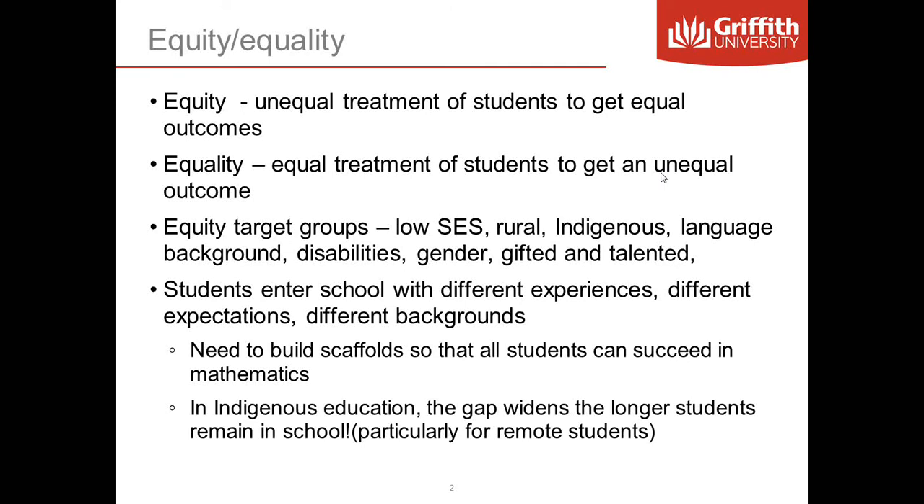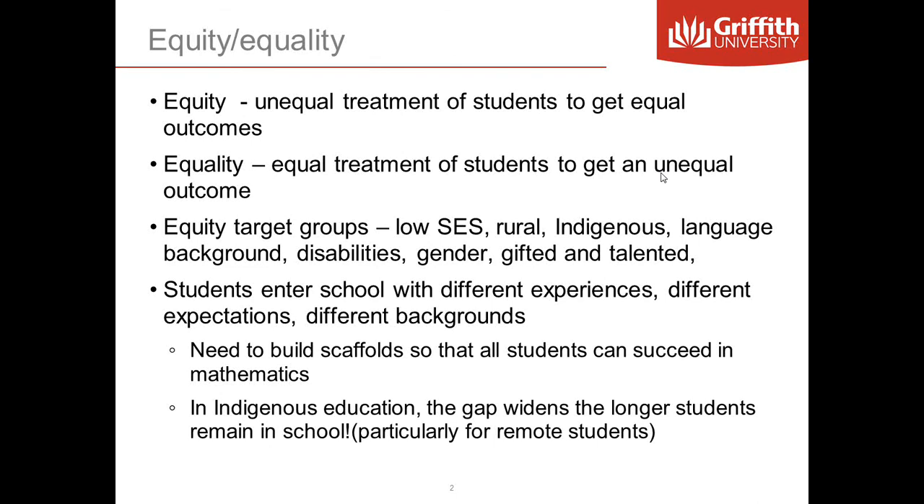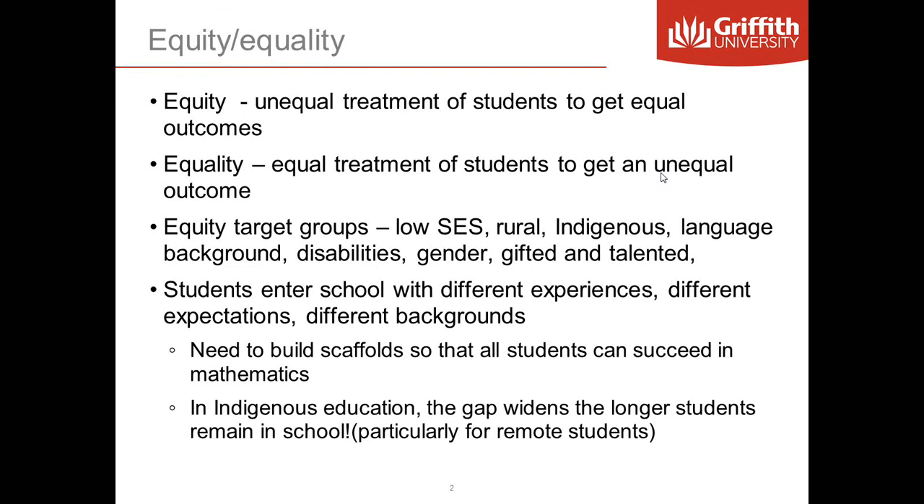We do know, for example, that many remote Indigenous students do quite well in grade 3, but as they remain in school, a lot of other factors start to impact on their success, their attendance, their dispositions towards schooling. And those issues really need to be addressed if we want remote Indigenous students to be successful, if we want urban low SES students to be successful, if we want refugee students to be successful.